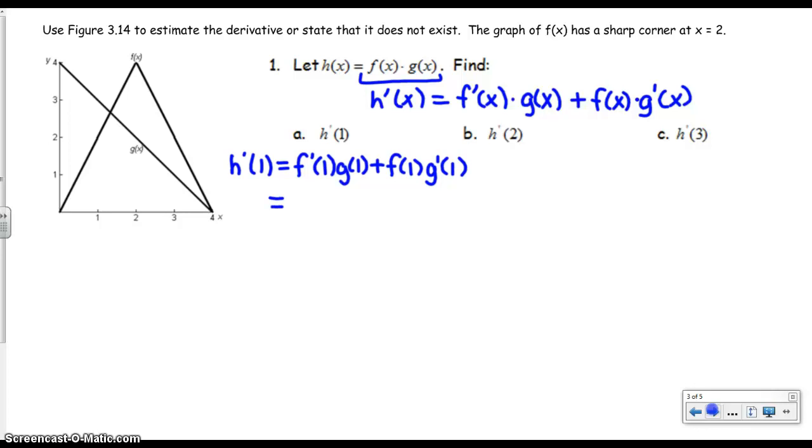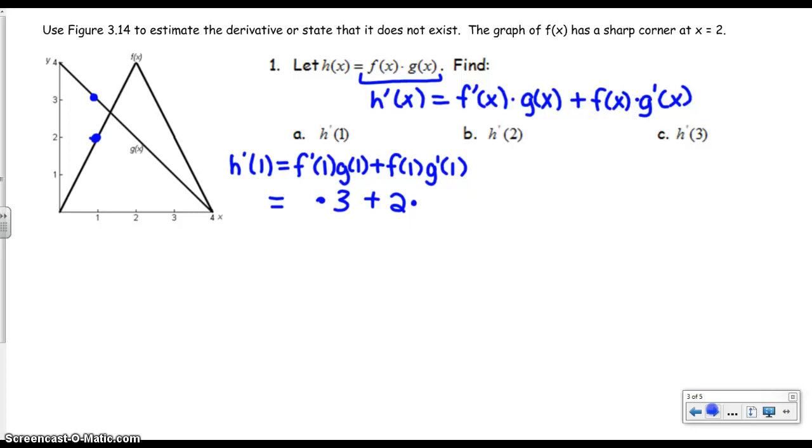So f of 1 and g of 1 are just function values off the graph. So you want to read those off the graph. So f of 1, I come to the f graph, f of 1 is 2. So I'm going to replace f of 1 with 2. And then g of 1, if I come to the g graph, that's this straight line here, at 1, the y value is 3. So g of 1 is simply 3.